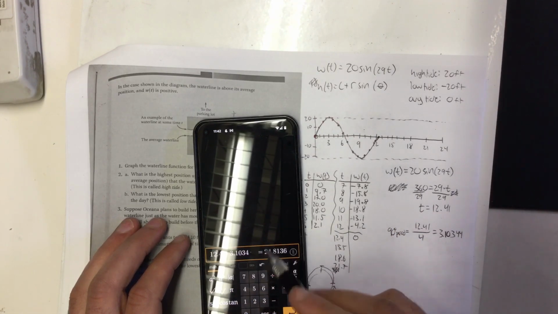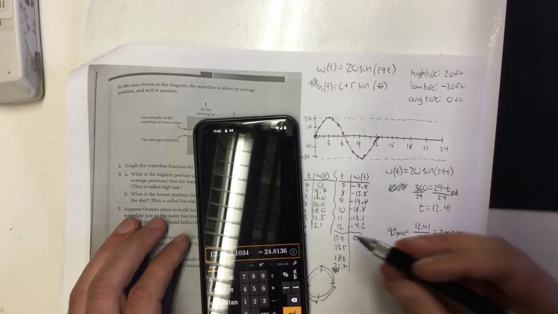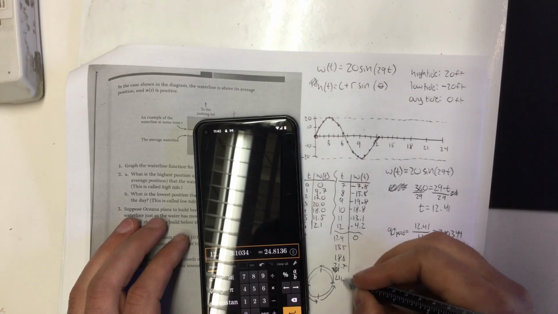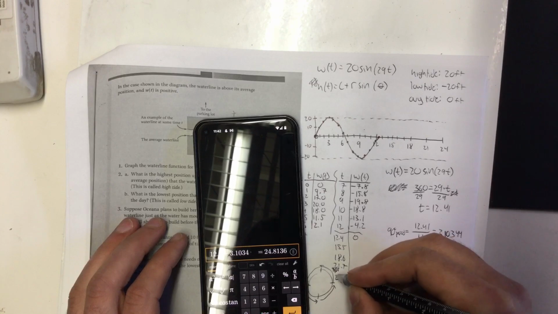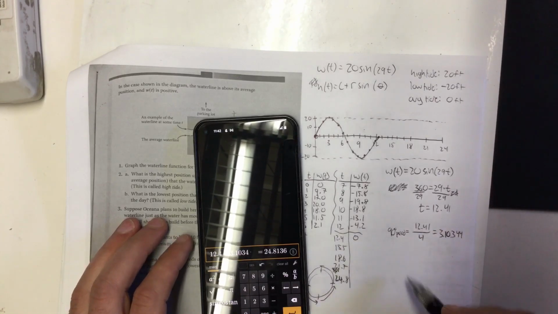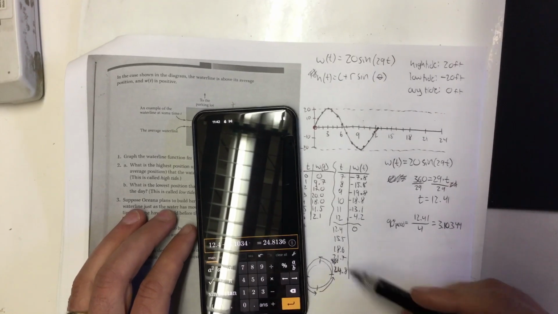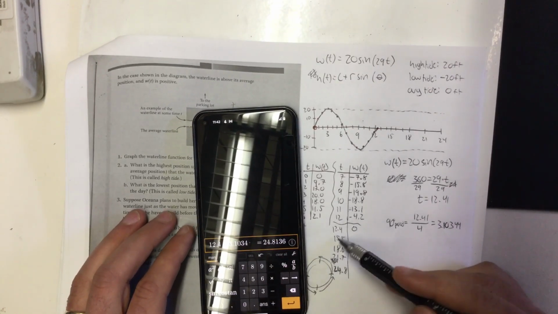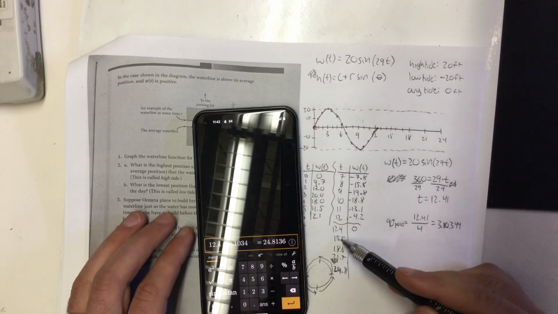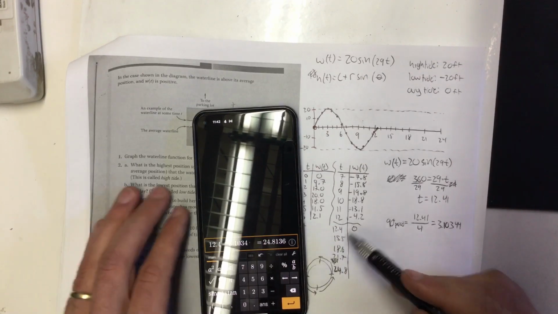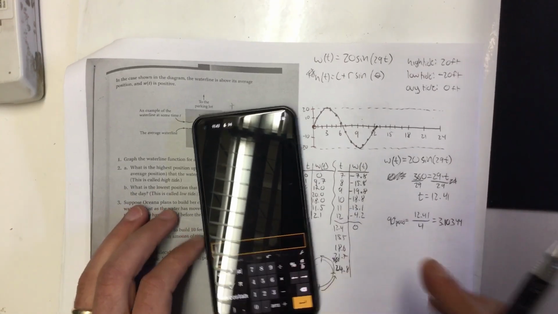But that's beyond our time. Well, I'm going to write it anyways. 24.8, because they only asked us to graph a 24-hour period. So then, if that's the case, and we're going to prove it twice, and then we're just going to follow the pattern. If we do 20 times the sine of this, our answer should be 20 feet. So let's see if that's it.